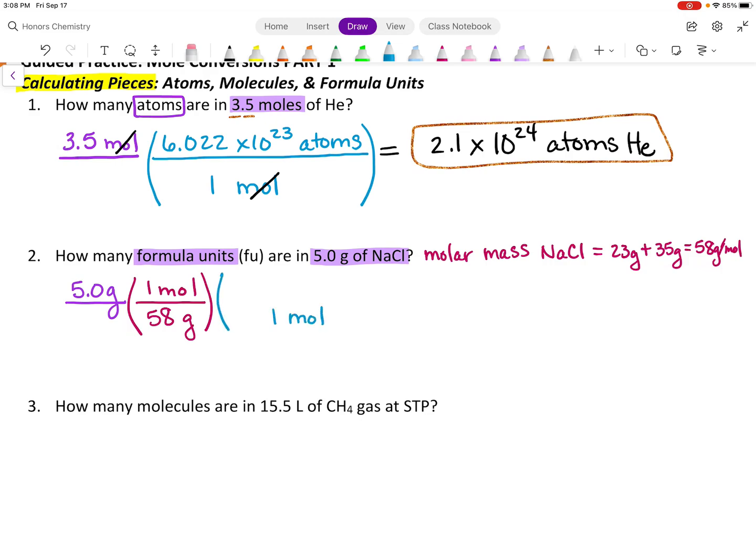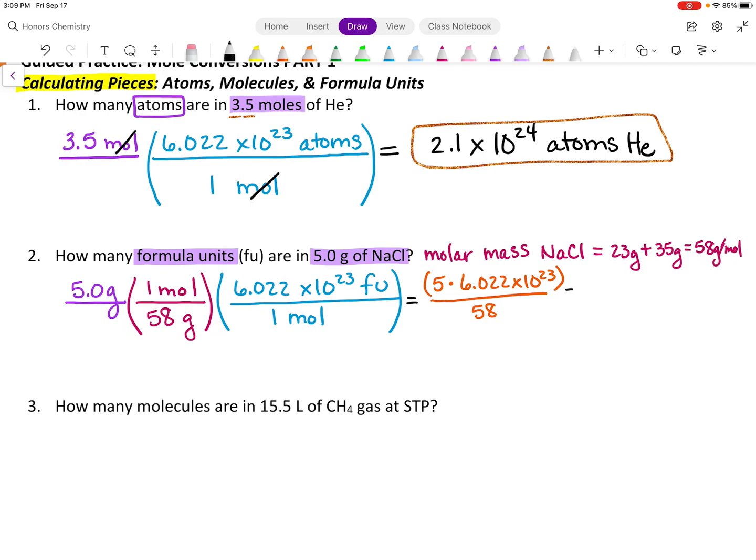So for every 1 mole, there are 6.022 times 10 to the 23rd formula units. Okay, I'm going to show the intermediate math on just this particular one, but all of the additional ones will follow suit. So we multiply across the top, which means we're going to, in our calculator, multiply 5 times Avogadro's number, 6.022 times 10 to the 23rd. And then across the bottom, 58 times 1, it's going to still be 58. And then we divide top by bottom.